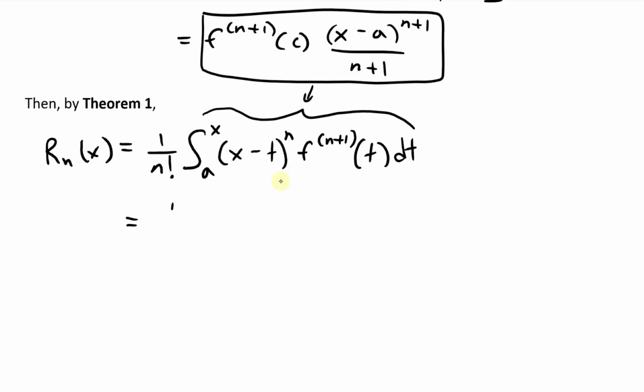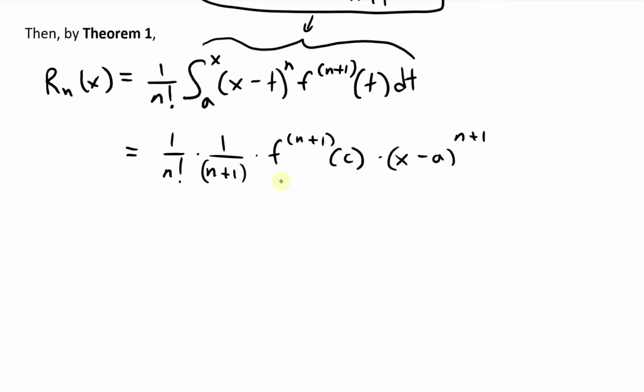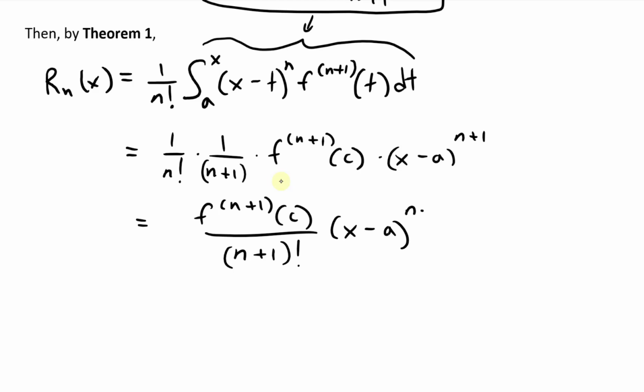So this equals 1 over n factorial. And then there's n plus 1 over there, times this n plus 1, like that. And then multiply this by the n plus 1 derivative of f at c, times x minus a over n plus 1, like that. And notice here this n plus 1 times this n factorial, that's just going to equal n plus 1 factorial. Combine this all, write this in a compact form, the n plus 1 derivative of f at c, divide this by n plus 1 factorial, times x minus a to the power of n plus 1. And now what we have is this entire thing, like that.